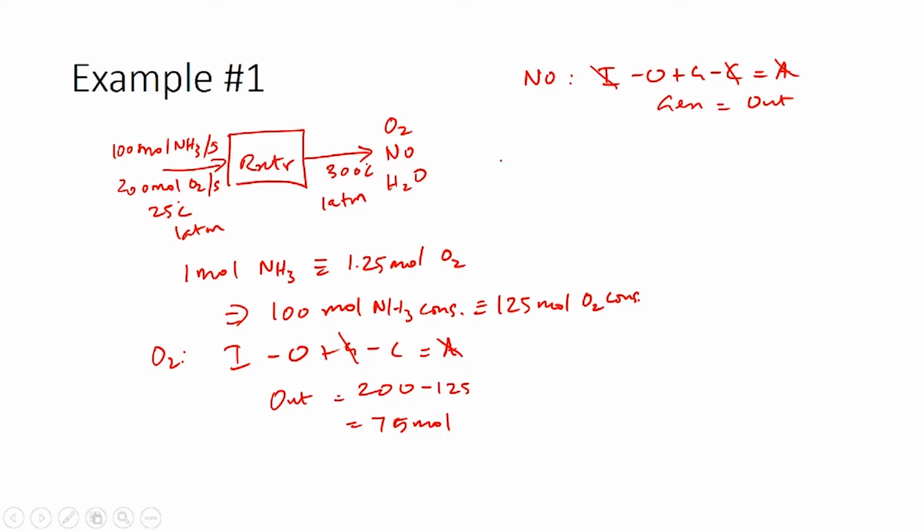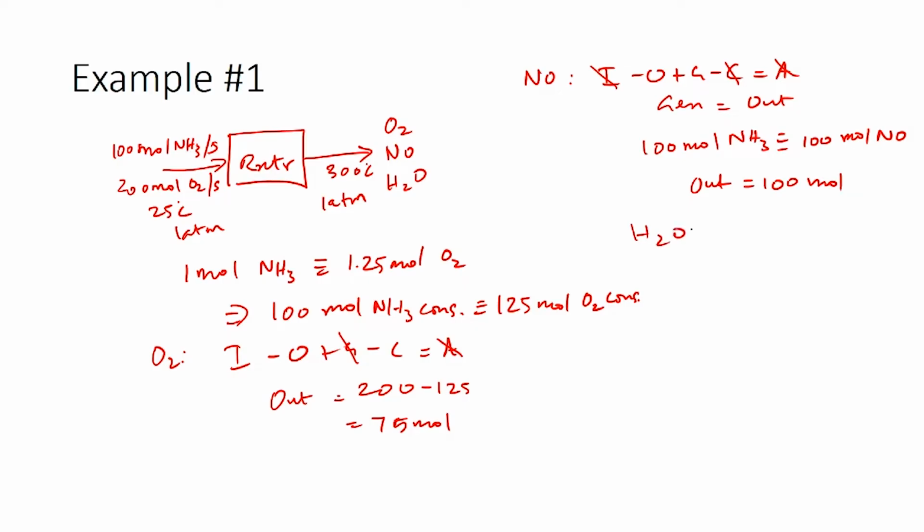Generation can be identified using stoichiometry. We have seen that for 4 moles of ammonia being consumed, you have 4 moles of nitric oxide produced. So, for 100 moles of ammonia consumed, you would have 100 moles of nitric oxide formed. This means your output for nitric oxide would be equal to 100 moles.